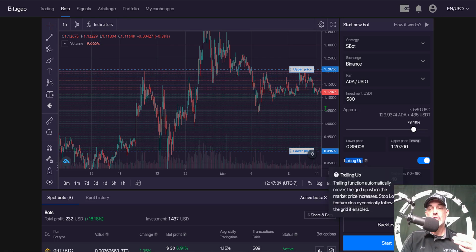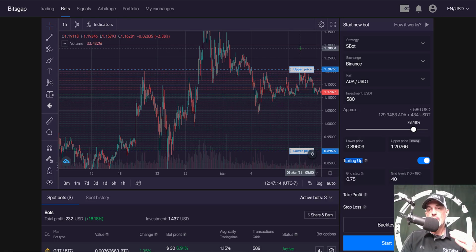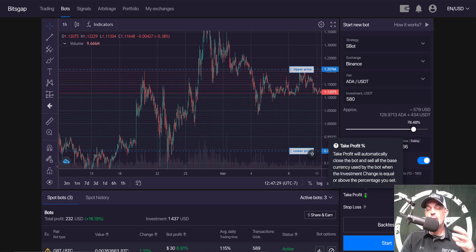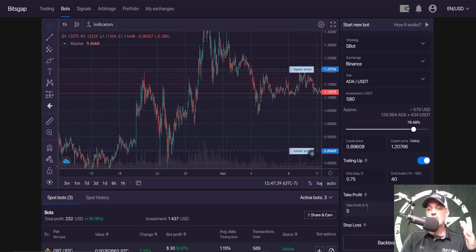However, I have the trailing up feature enabled, so when ADA moves up, it will move the grid up along with the price action. My grid step is 75. My grid levels are 40. I do not have take profit enabled as I want this bot to go ahead and run. But if I desired to have the bot stop at a set target, I could put in like 30% and have the bot stop if it achieved the 30%. For me, however, my grid bots are more of a long-term, slow accumulation. I don't expect fast profit from them. I look for approximately 1% profit per day.